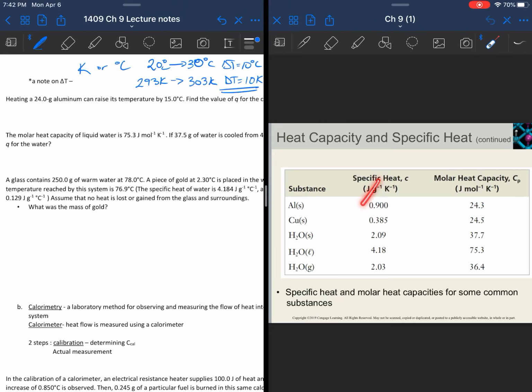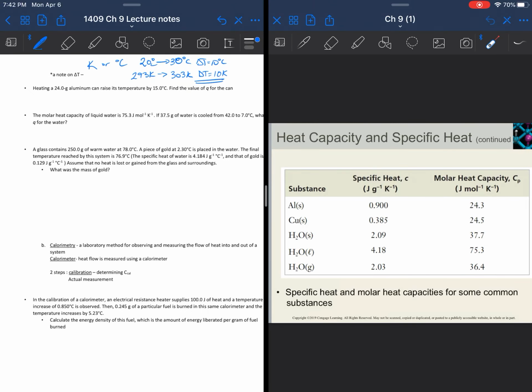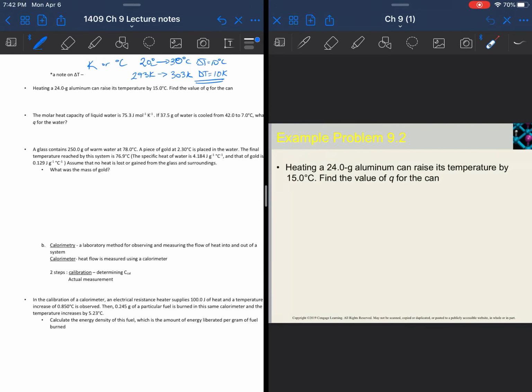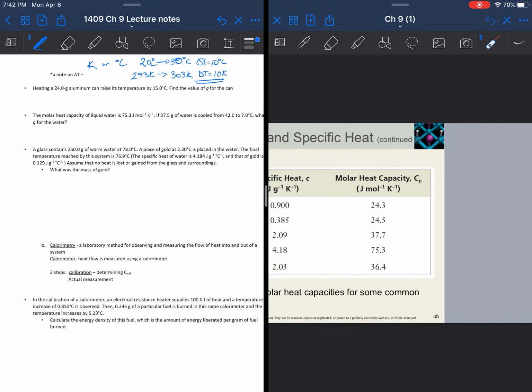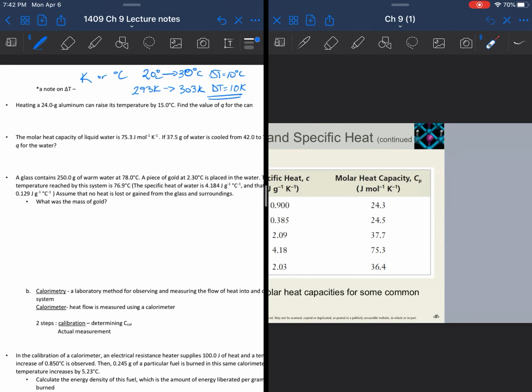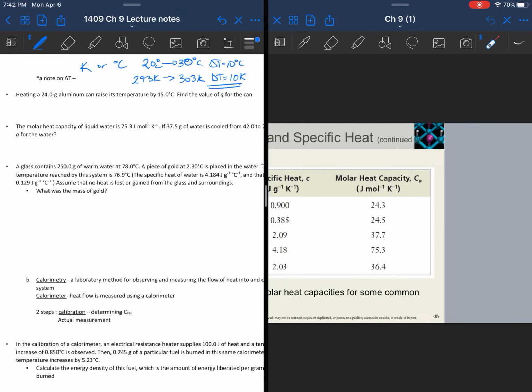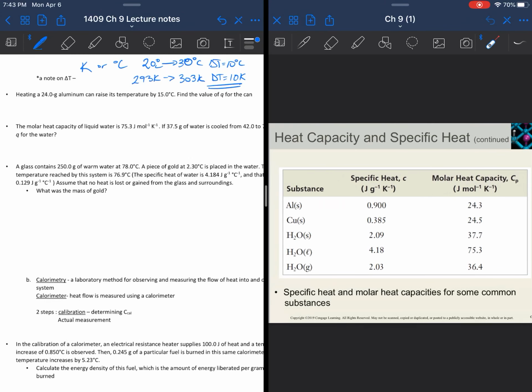Why is this so important to note? Well, sometimes we are going to come across tabulated data, and the units of specific heat are joules per gram Kelvin or gram Celsius. You may see it as gram Kelvin or gram Celsius, and it simply doesn't matter because it's delta T. Same over here for molar capacity. Let's keep that in mind as we look at our first problem.